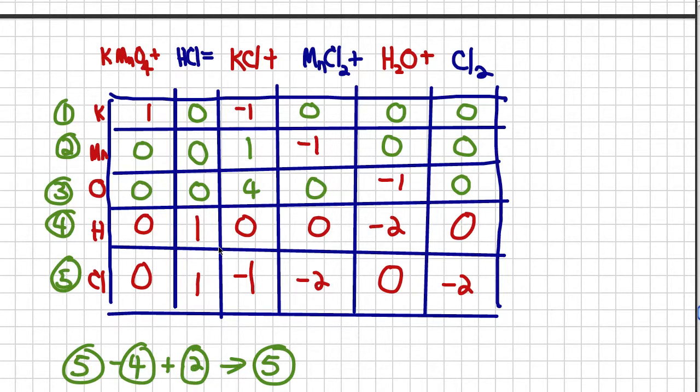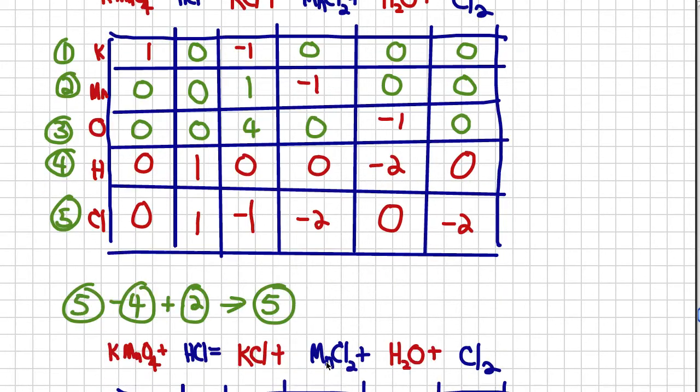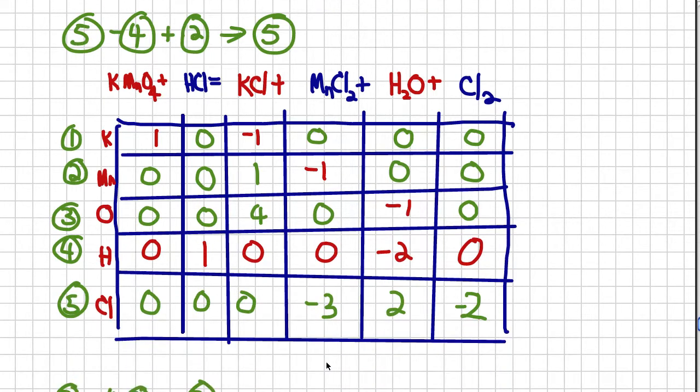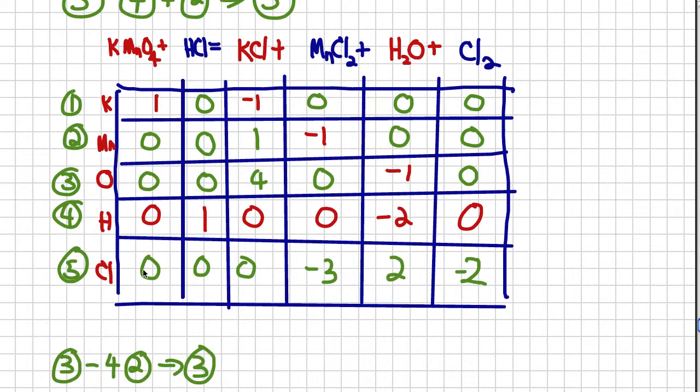So after I do that subtraction that I just talked about, I add row 2, and then I take that whole thing and I put it in row 5. You can work through those steps, and this is what I get right here. Row 5 now looks like 0, 0, 0, negative 3, 2, 2.